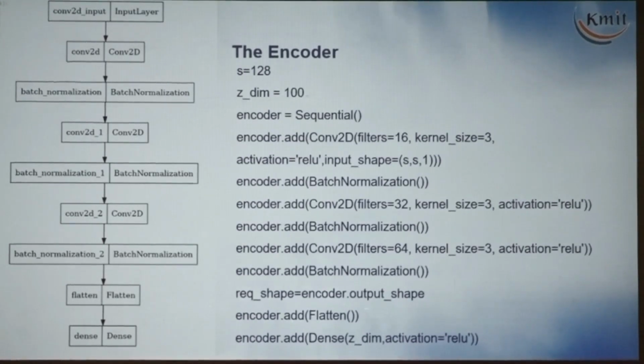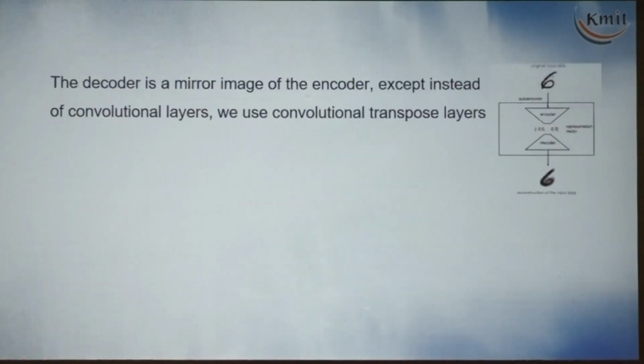Now, say this is the model: conv 2D input, and then conv 2D batch normalization, conv 2D batch normalization, conv 2D batch normalization, flatten, and then dense. This is the architecture of the encoder network. And now the decoder network.